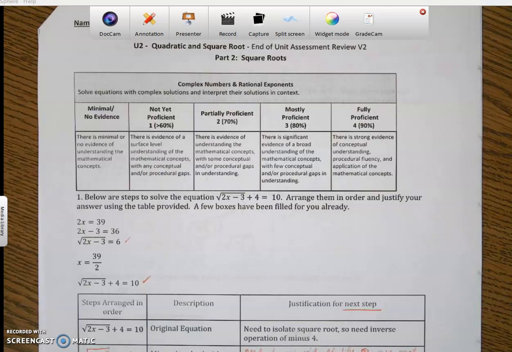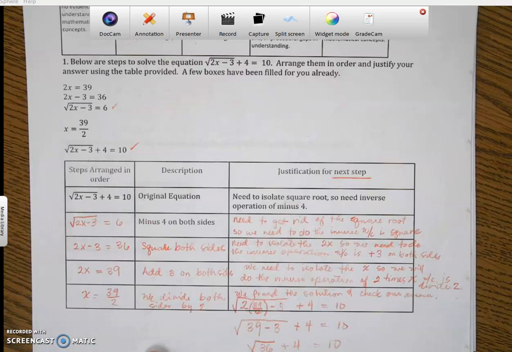Question number 1. Below are the steps to solve the equation square root of 2x minus 3 plus 4 equals 10. Arrange them in order and justify your answer using the table provided. A few boxes have been filled for you already.